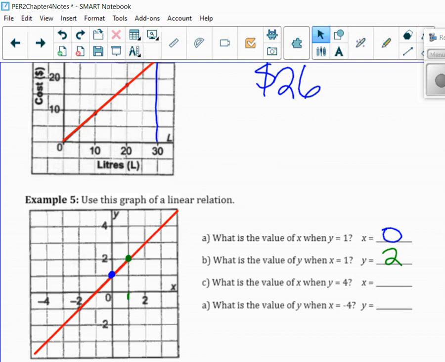Now I see that my notes say A twice, so I'm going to change that to a D. What is the value of X when Y is 4? Y is 4 right here, so I'm going to read across. Do you see there? That comes down. What is that right there? That would be 3. And last, what is the value of Y when X is negative 4? X is negative 4 here. So read. What's that value right there? Negative 3.